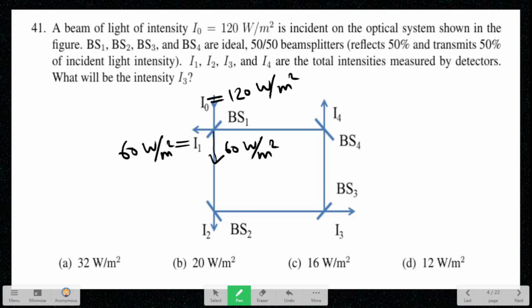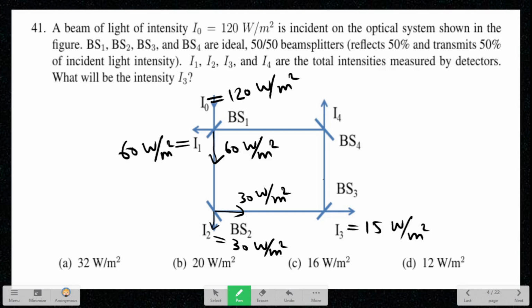Now that light reflects from here and transmits. So I2 is equal to 50% of 60 watt per meter square, that is 30 watt per meter square. And the light which is going to BS3 has intensity 30 watt per meter square. After reaching beam splitter 3, it is reflected 50%, transmitted 50%. That means I3 is equal to 50% of 30, which is 15 watt per meter square.